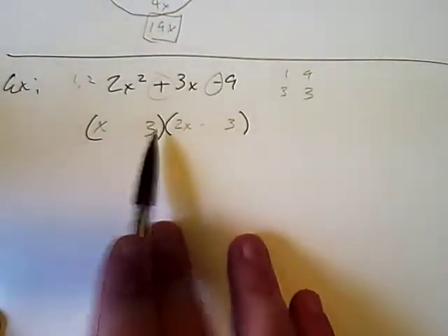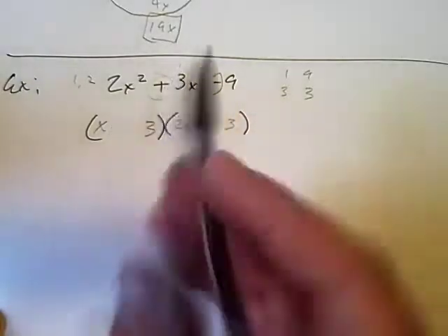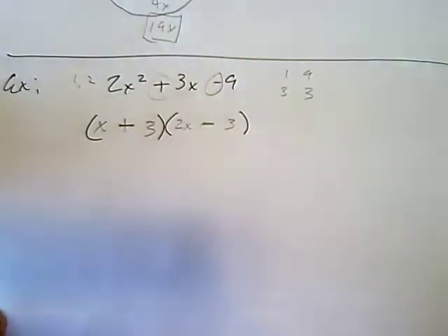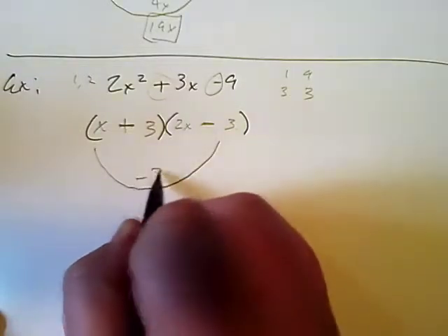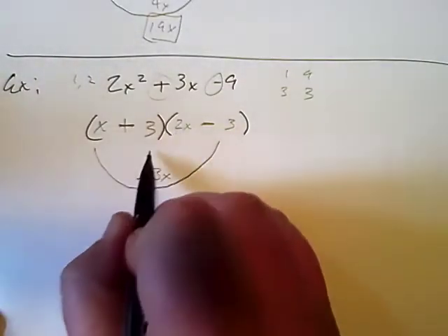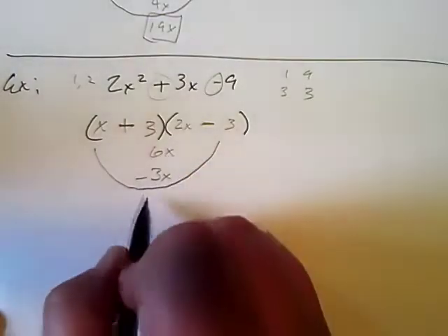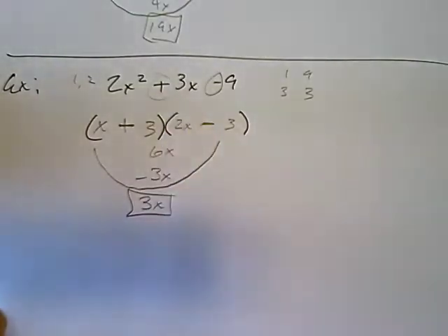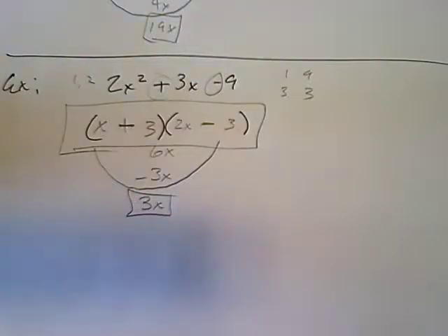So I look at the product. 1 times 3 is 3. 3 times 2 is 6. So I know that this product would need the positive, and this one will need the negative. Now we check. X times negative 3 is a negative 3x. 3 times 2x is a positive 6x. And 6x minus 3x is 3x. And that's the one we were looking for. So these are my factors.